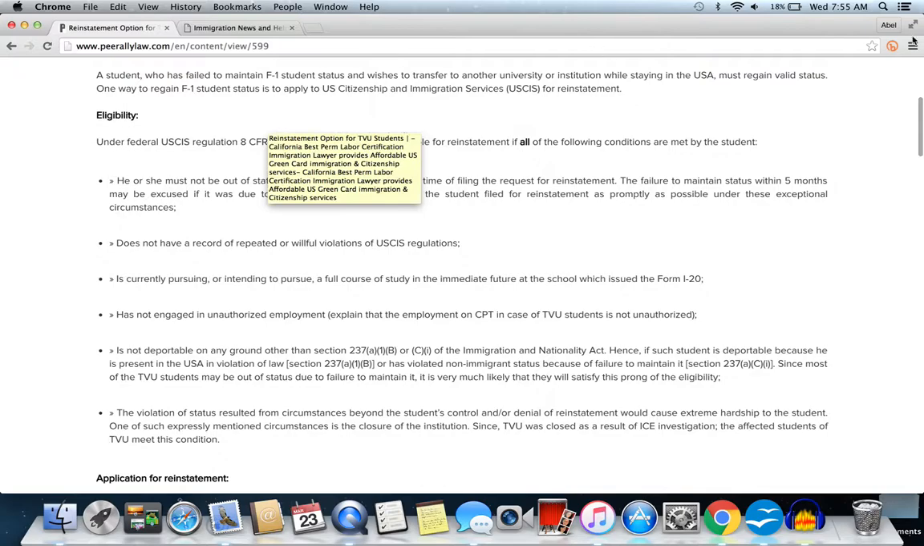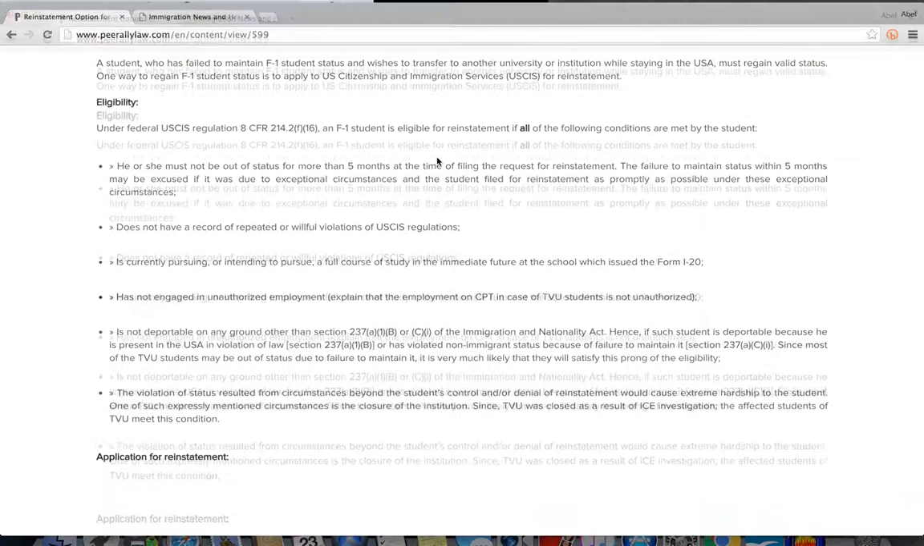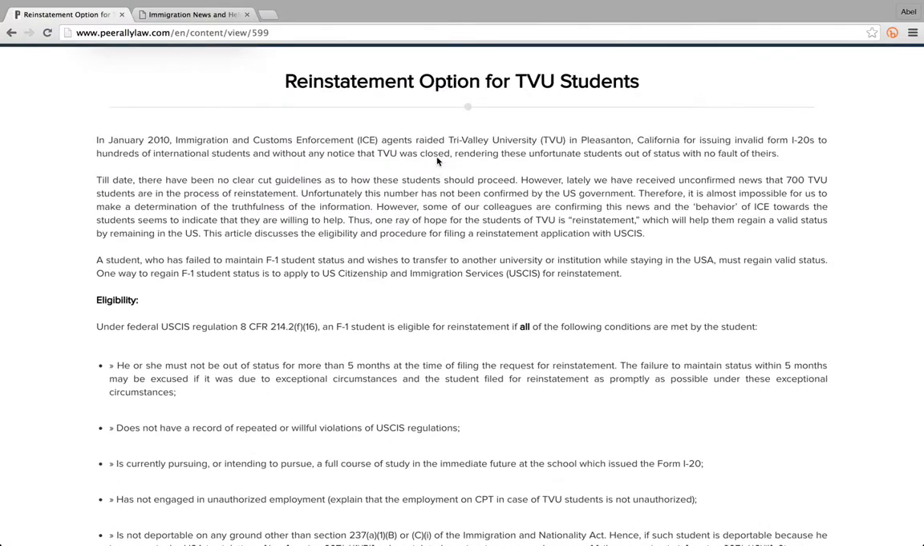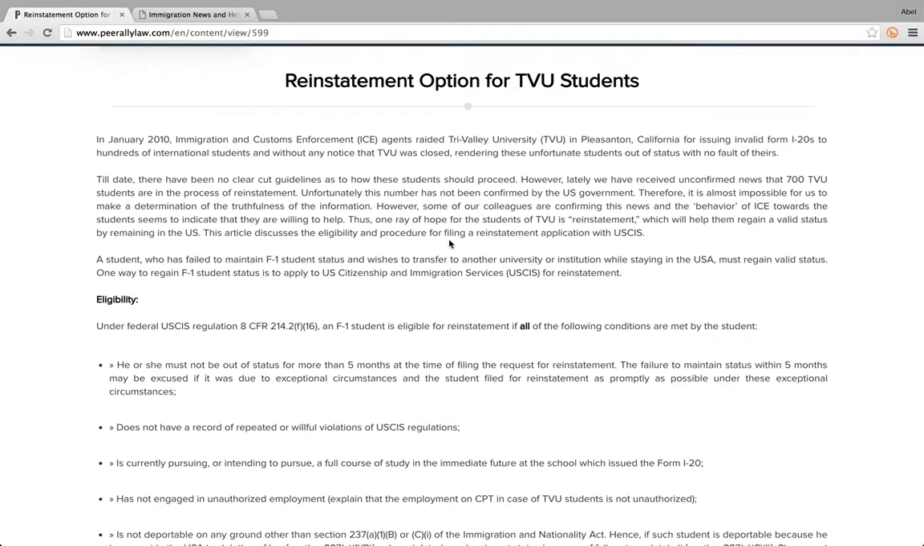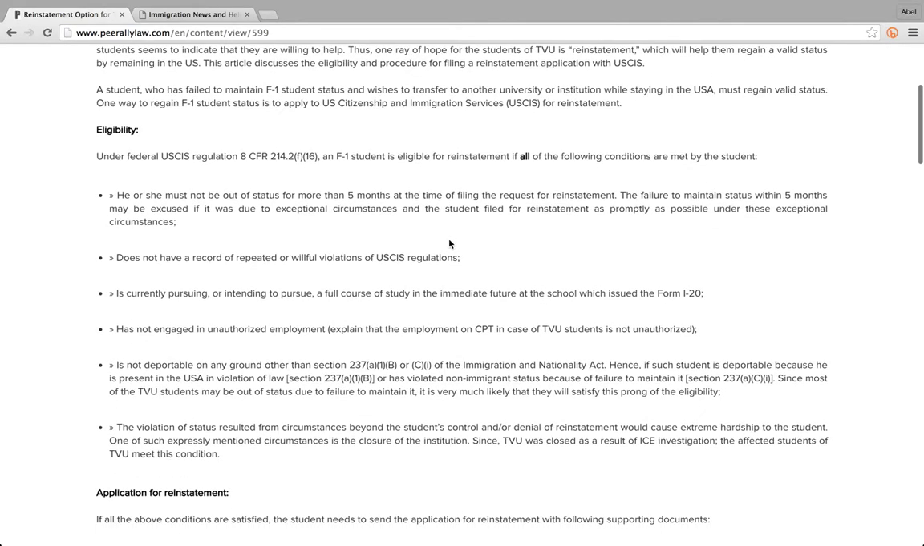We wrote this article in 2011 when there was the famous Tri-Valley University situation, and it has not really changed the rules of reinstatement. We have seen many cases where people ask us to file it, and sometimes we don't recommend it. So first of all, under the regulation 8 CFR 214.2(f)(16), an F1 student is eligible for reinstatement if all of the conditions are met by the student. See here, it says all, not only one.